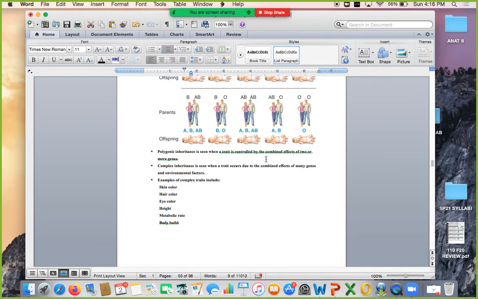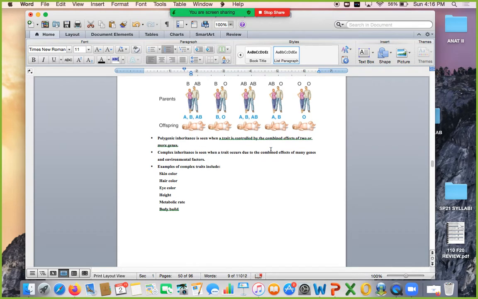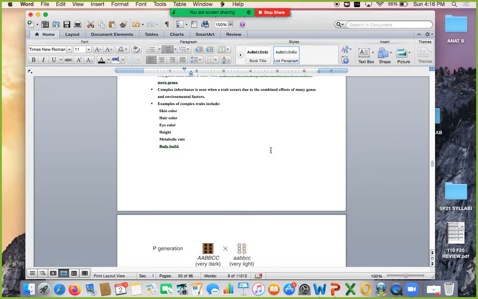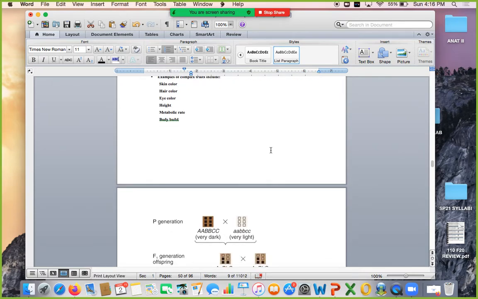We can also have polygenic inheritance, which basically means that we have the combined effect of multiple genes. And then we can also have multiple different effects and environmental factors. For example, your skin color changes when you go out into the sunshine. That's an environmental factor that could be taken into account when you're looking at the skin tone of someone.